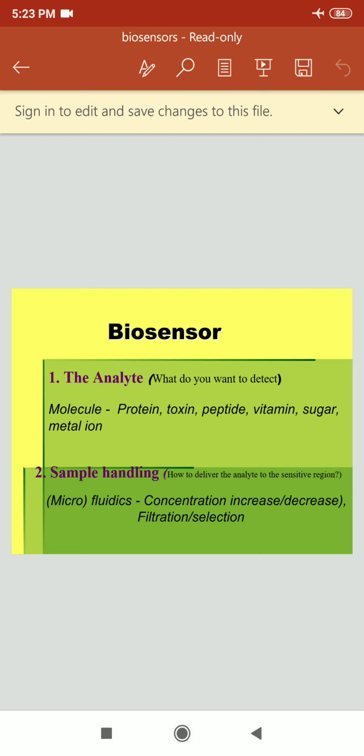A biosensor first requires the analyte. The analyte is what you want to detect. We can detect protein, toxin, peptide, vitamin, sugar, metal ion, etc. Now sample handling: how to deliver the analyte to the sensitive region? By microfluid disc, concentration increase or decrease, filtration and selection process is done when we are handling the sample.